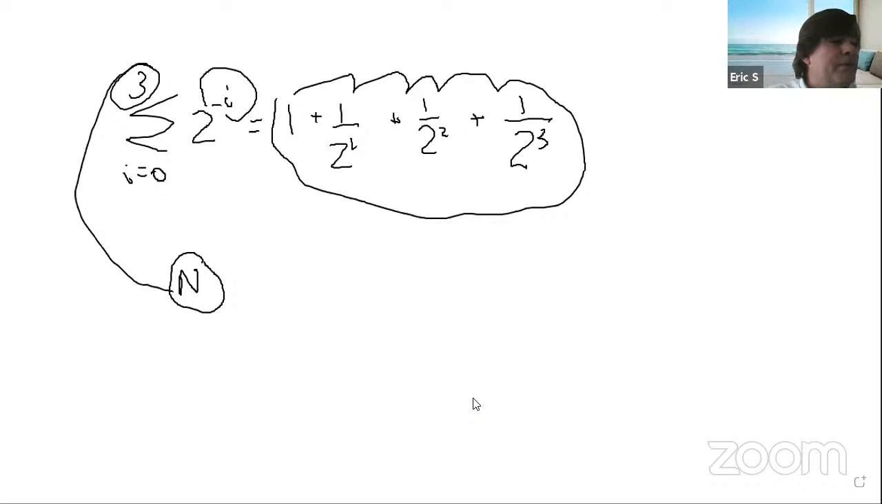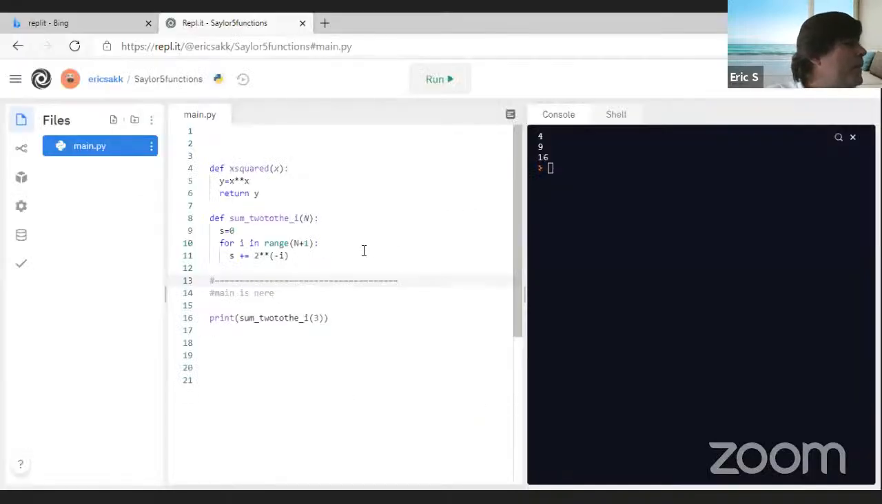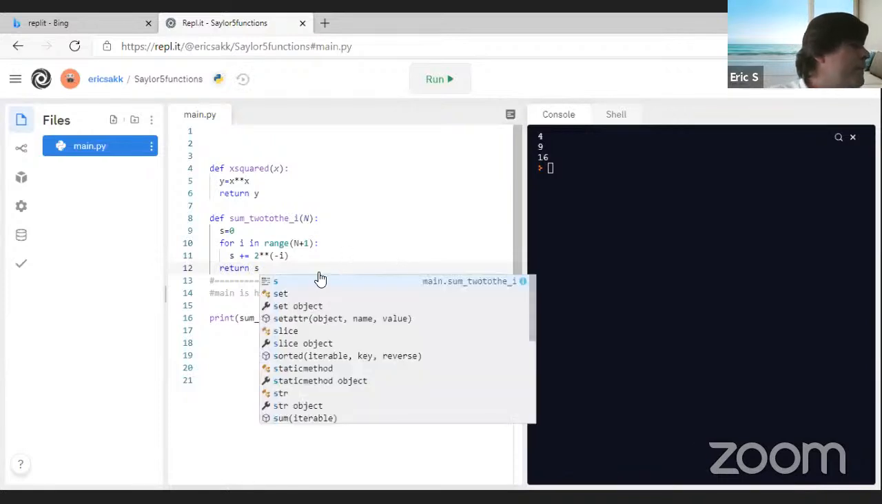So to be faithful to what we wrote there, the loop is now going to take these partial values, and every time we go through the next loop, we're going to add the 2 to the minus i term for i equals 0, and then the one for i equals 1, and then the partial sum for i equals 2, and then the next one for i equals 3. And then the last thing we want to remember to do is, after the loop runs, we'll have the final sum, and we will return that value.